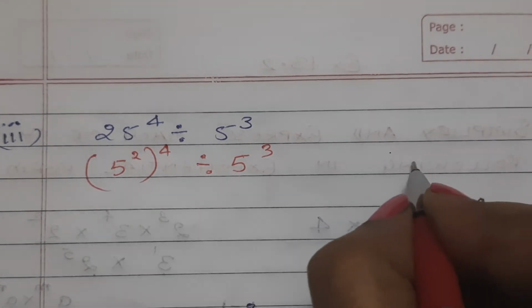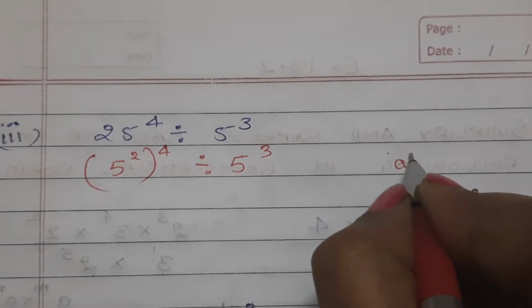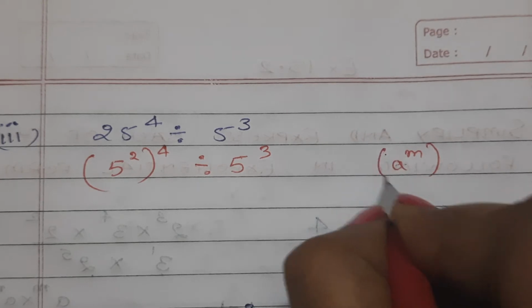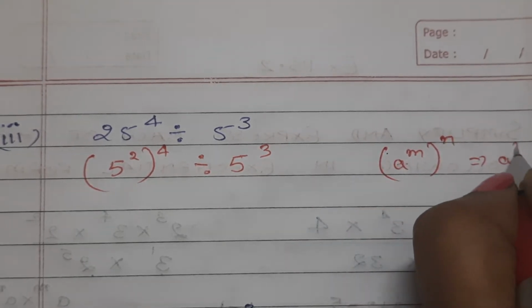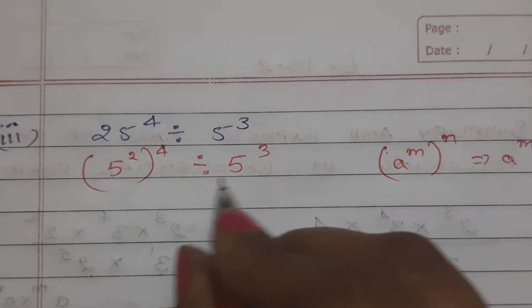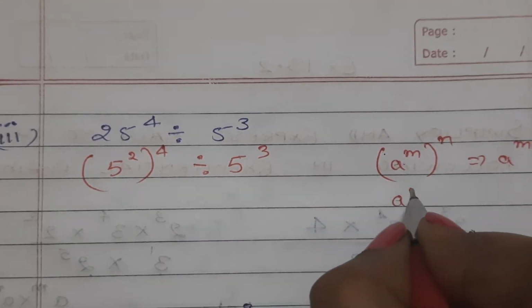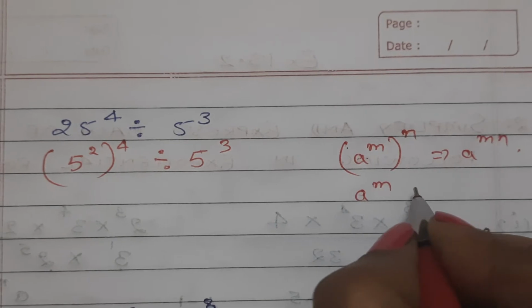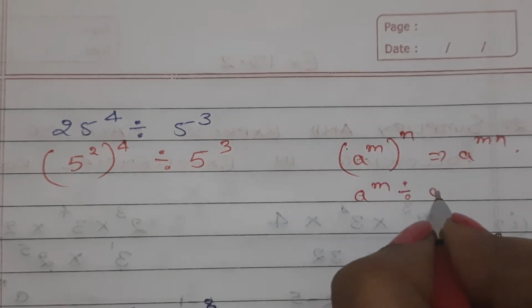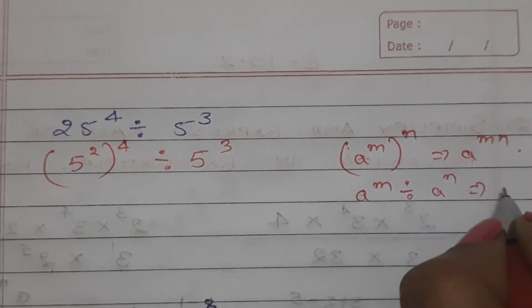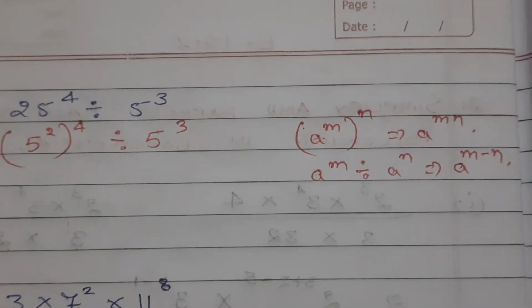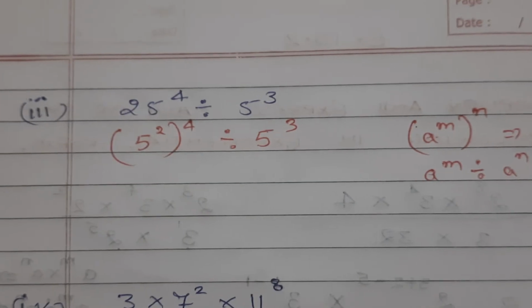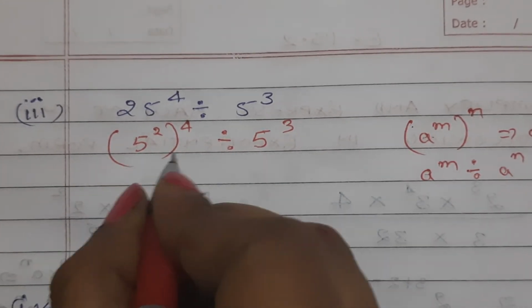So the first law which we will apply is (a to the power m) to the power n equals a to the power mn. And for division, we will apply a to the power m divided by a to the power n, so it will be a to the power m minus n. I hope by now you must have memorized the laws. So here we will solve this.